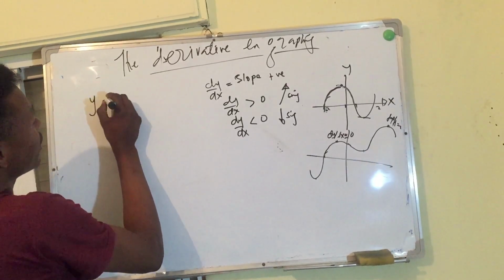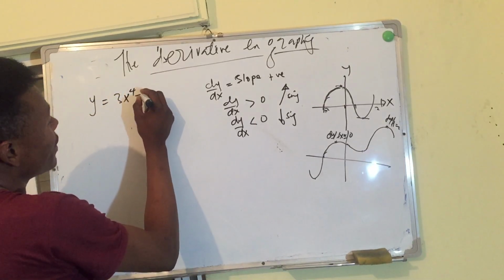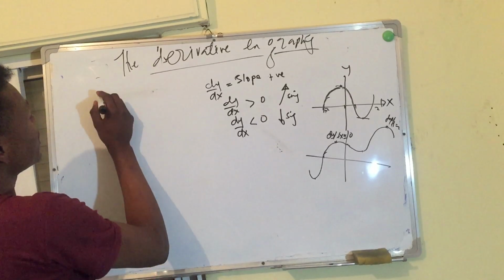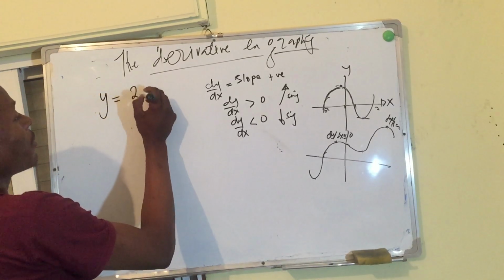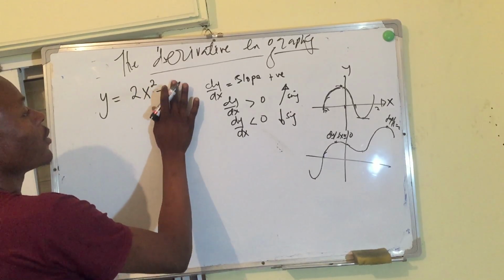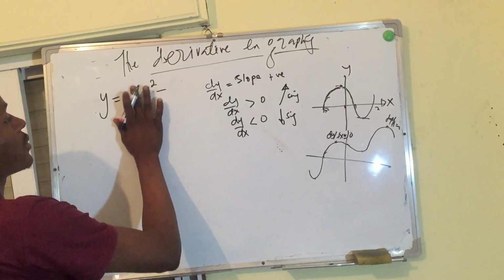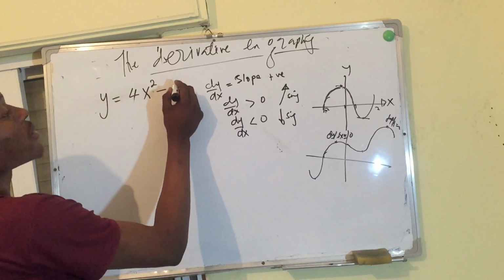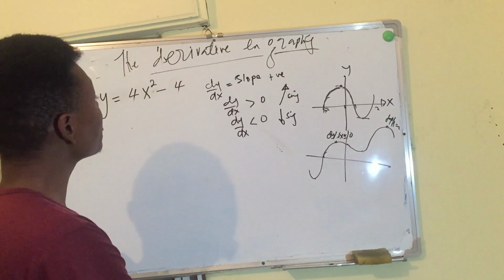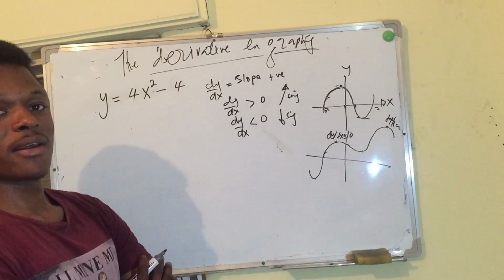3x, maybe y, 3x to the power of 4 minus 5x. Let me give a very simple example. For example, 2x square minus 4. So in this case, yaushe ne graph din wannan function din yake increasing?